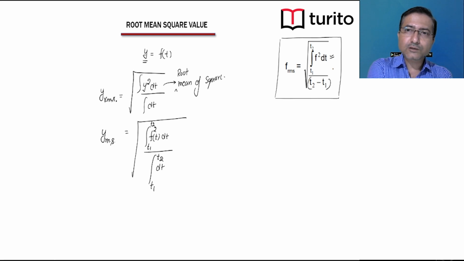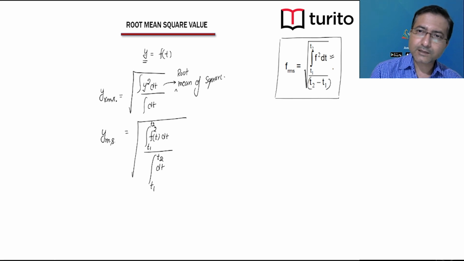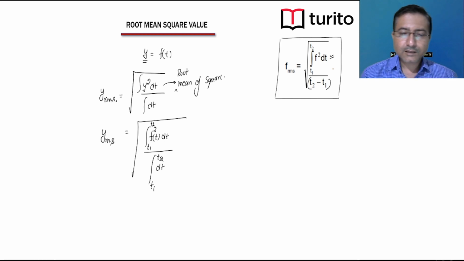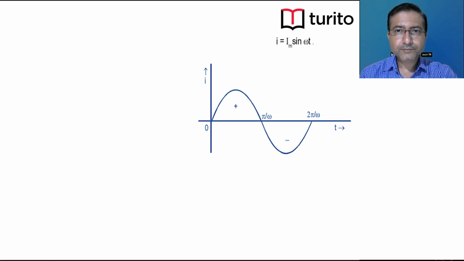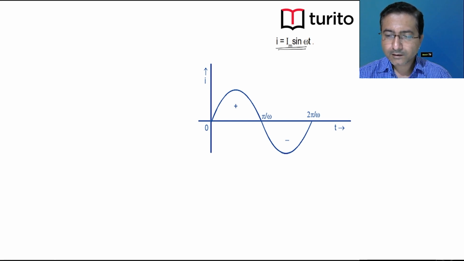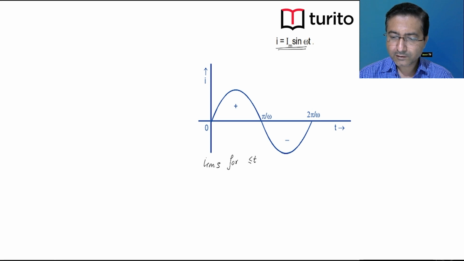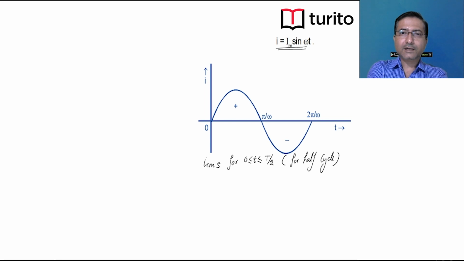What is the use of this value, what is the use of the average value, we will see later, but right now our focus is just defining the terms: what is average, what is RMS, and how these terms are calculated. Let's see one example. I have taken a sinusoidal function and I want to find the IRMS for 0 to say T by 2, that means for half cycle. So for half cycle, what would be the value of RMS? That we need to find out.